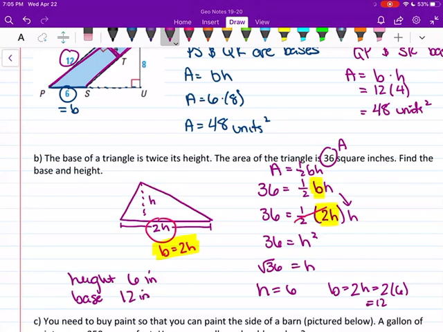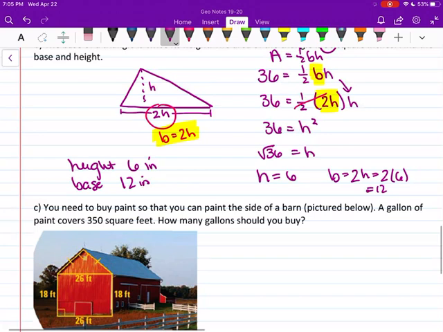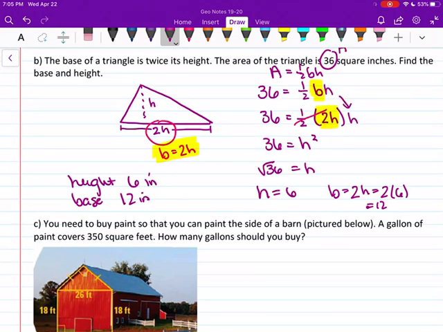So remember, lengths are measured in one dimension. They only have one dimension, and then areas are measured in 2 dimensions, and then volumes are measured in 3 dimensions. So that can help you with your exponents on your units.